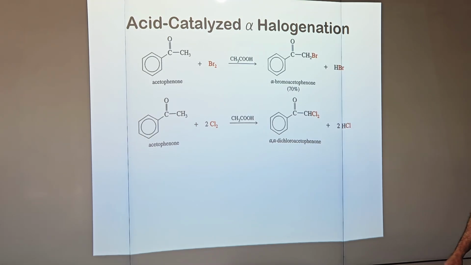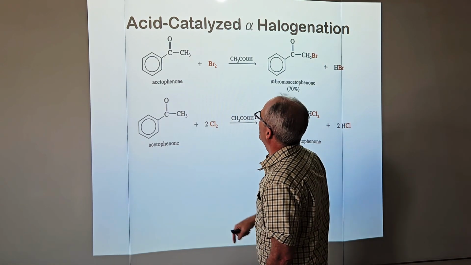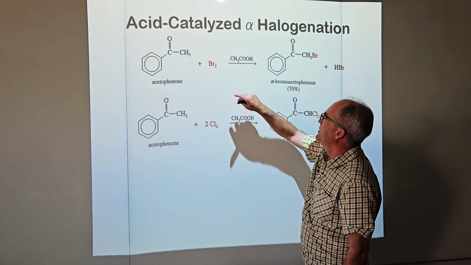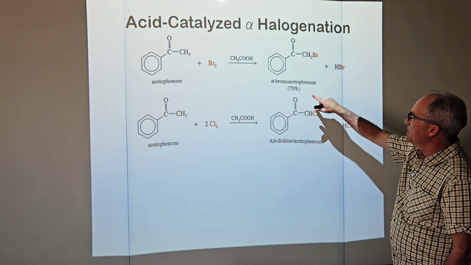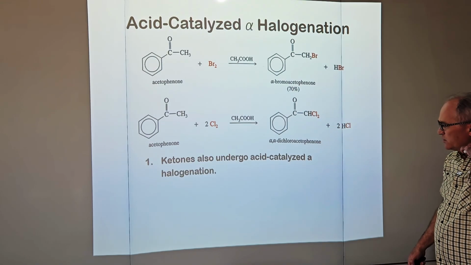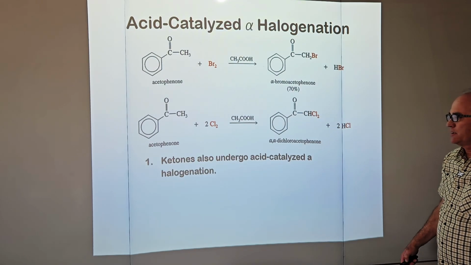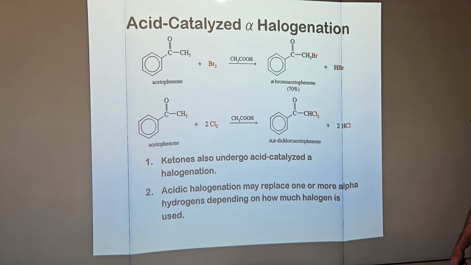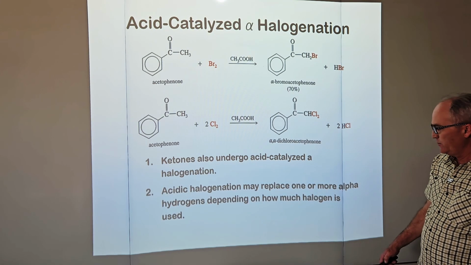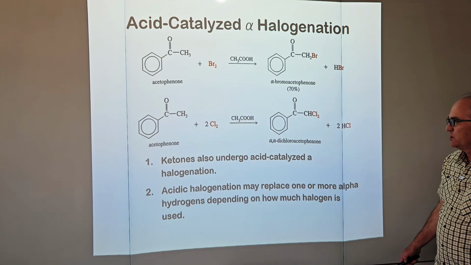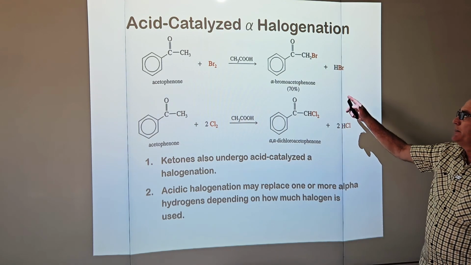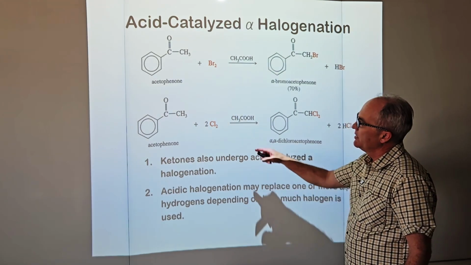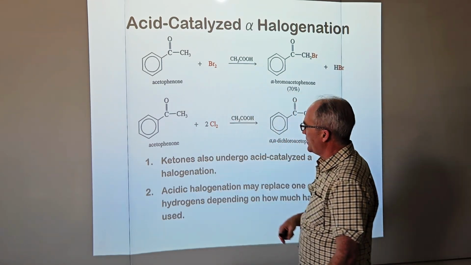So, acid-catalyzed alpha halogenation. Here's the alpha carbon, and here's just acetic acid, alpha-bromoacetophenone. Ketones in general undergo an acid-catalyzed halogenation. Acidic halogenation may replace one or more alpha hydrogens depending on how much halogen is used. So if you just want one halogenation, you're going to make this the limiting reactant.